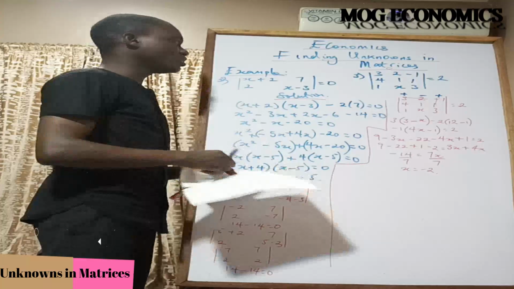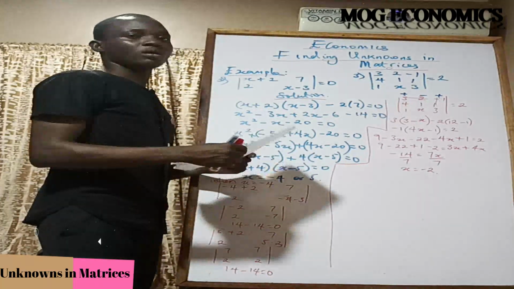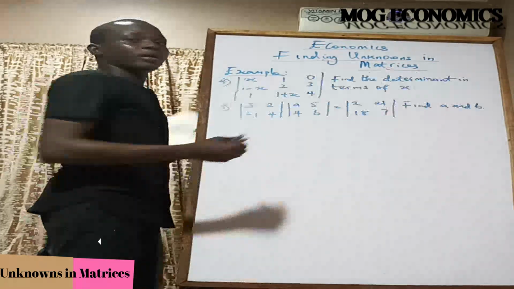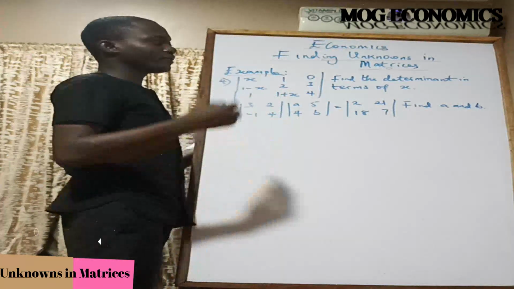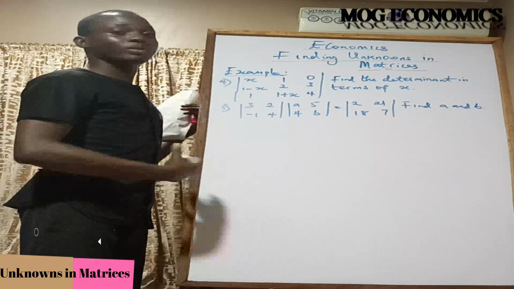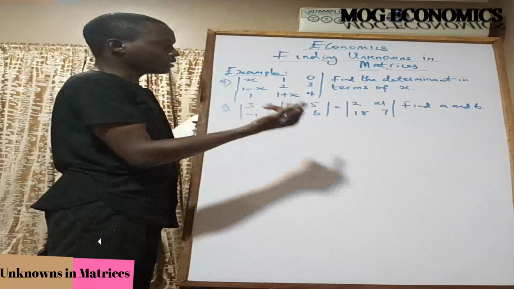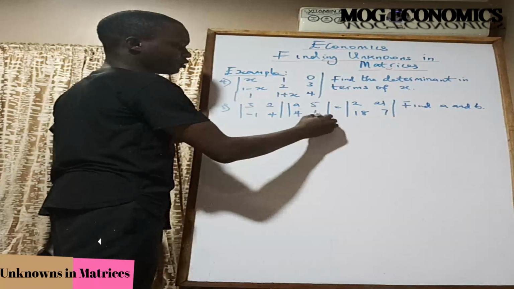So let's talk about the remaining two exercises before we then give ourselves an assignment to deal with. Look at these two other ones that we have on the screen. The first one says you should find a determinant in terms of x, which means you're not going to get a definite number. So it's going to be an expression. Then the next one is: find a and b. So just different formats of asking different questions.